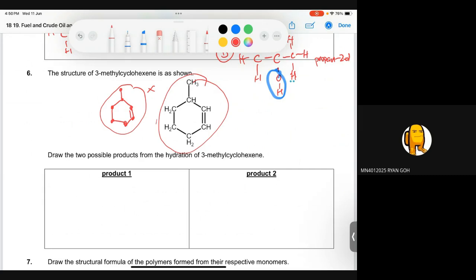Arya, what is one possible product for the hydration of 3-methyl cyclohexene? Actually, the name is not important. You can draw it. What's hydration? Add what? Add hydrogen. You sure? I mean, HOH, which is H2O, water. Okay, so you don't say water. Actually, this is addition of steam.